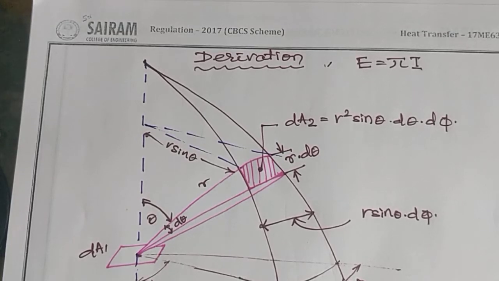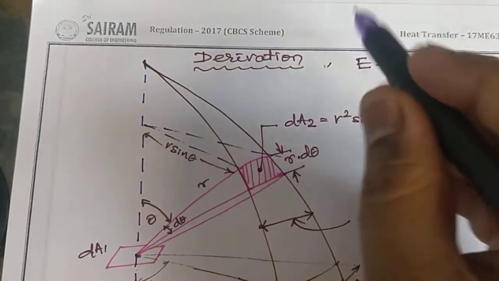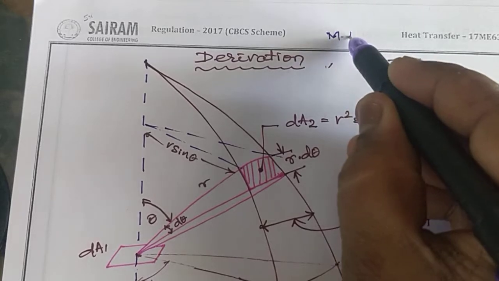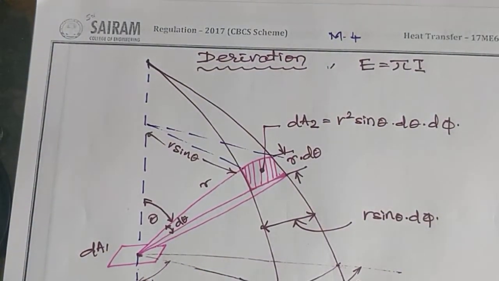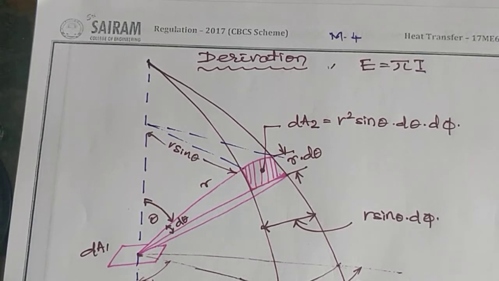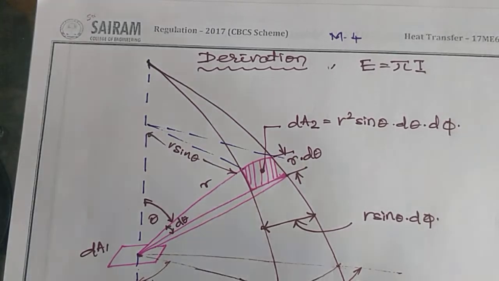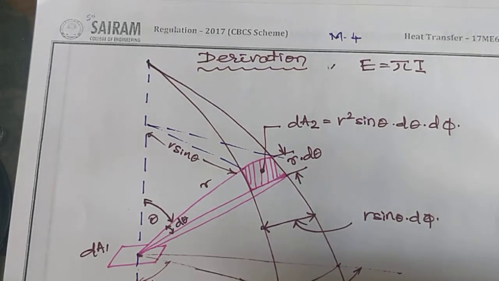Hello students, today we are going to discuss Module 4, that is the radiation chapter. In that chapter, one important derivation is there. That derivation is: obtain an expression for the total emissive power of a diffuse surface is equal to pi times its intensity of radiation.